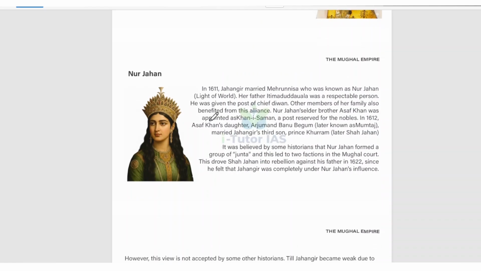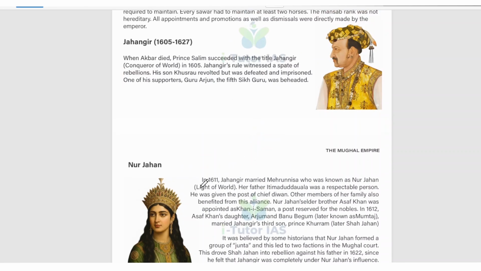Noor Jahan. In 1611, Jahangir married Mehrunnisa, who was known as Noor Jahan, light of the world. Her father, Itimad-ud-Daula, was a respectable person, and he was given the post of chief diwan. Other members of her family also benefited from this alliance, and Noor Jahan's elder brother Asaf Khan was appointed as Khan-i-Saman, a post reserved for the nobles.